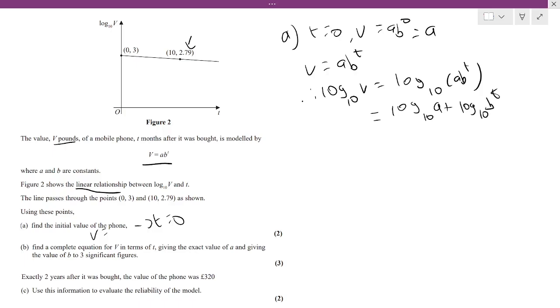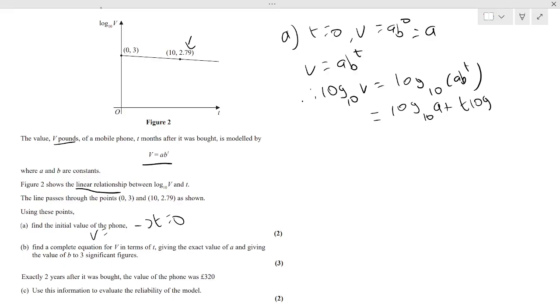Hopefully you can see that right. That's just log rules. So if we have a product, we can split that up into an addition of two different logs, and I have a power of t. So now I can say that's t log 10 of b. Now I can substitute a point in, perhaps, to find a. I'm going to substitute this point, because we have a 0, so that's always going to be nice, right? So t is 0 now, so that means log 10 of v.